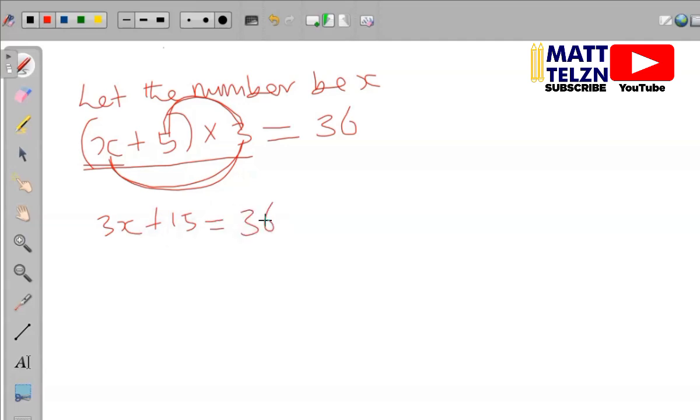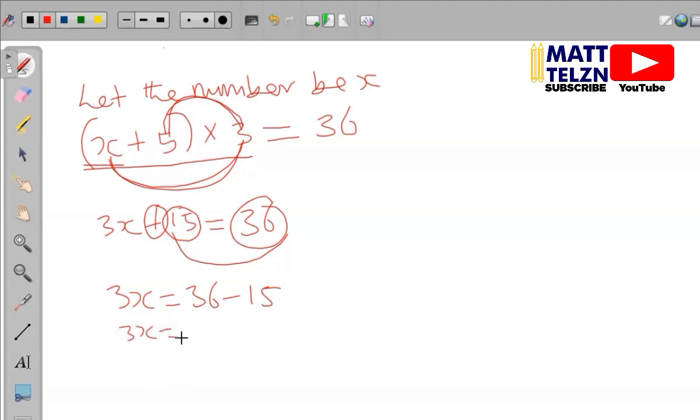Okay, now the next thing I'm going to do is collect like terms. So what I'm going to have is I will carry plus 15 backward, which will cause the sign of plus to change to minus. Okay, based on the principle of collection of like terms. So what I'm going to have is 3x equal to 36 minus 15, because 15 and 36, they are like terms. They don't have an unknown attached to them. Okay, so what I'm going to have is 3x equal to 21, because 36 minus 15 is 21.